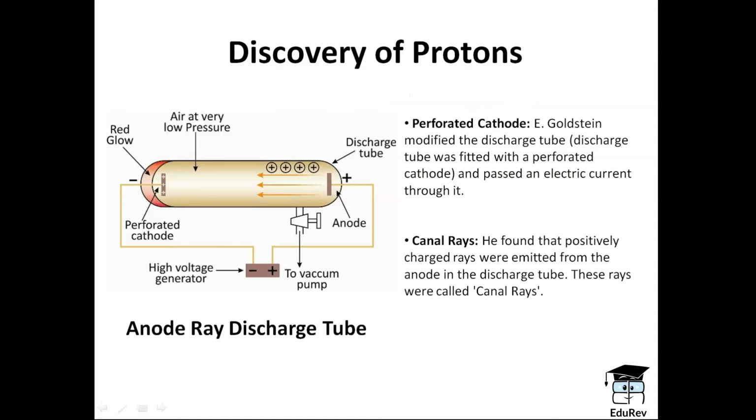These rays traveled in a direction opposite to that of cathode rays. Cathode rays traveled from cathode to anode, whereas anode rays traveled from anode to cathode.